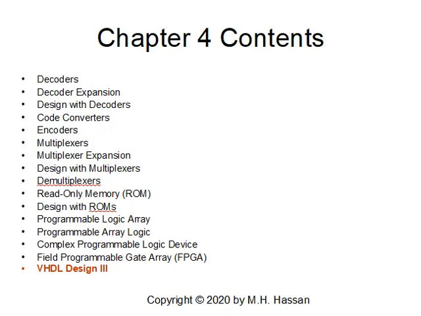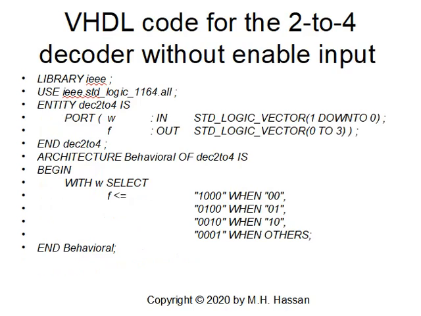We covered all the topics of Chapter 4, from decoders to FPGAs. Today we are going to talk about VHDL Design, which is the last lecture of Chapter 4. VHDL code for a 2 to 4 decoder without an enable input. This is a very simple program.